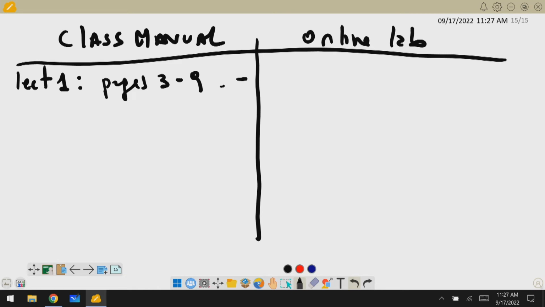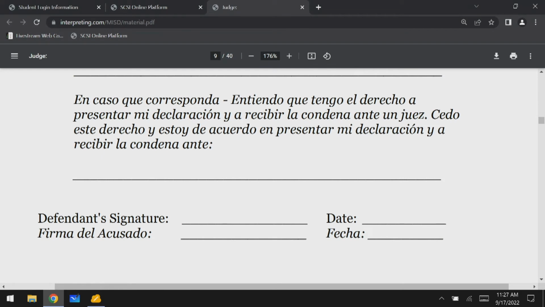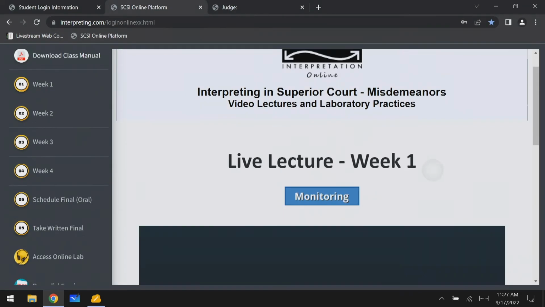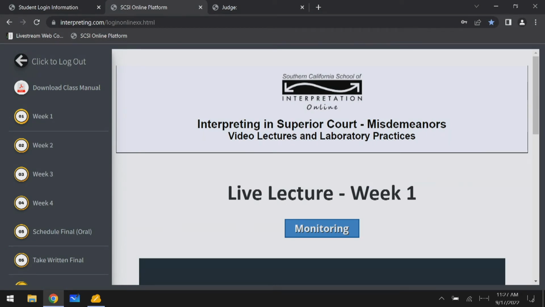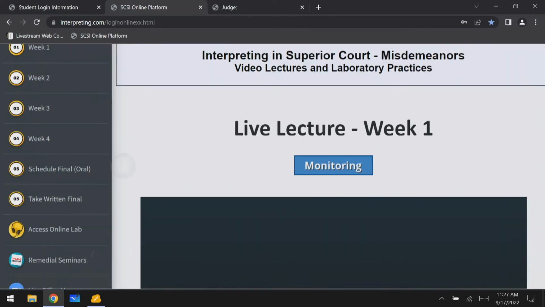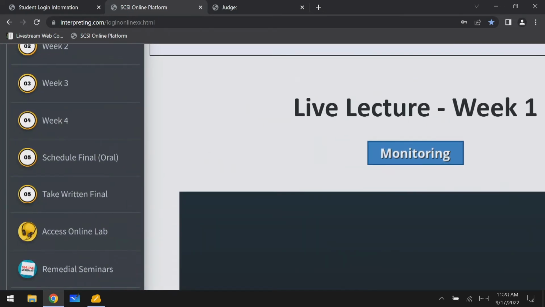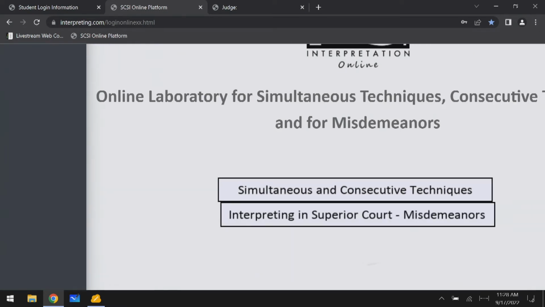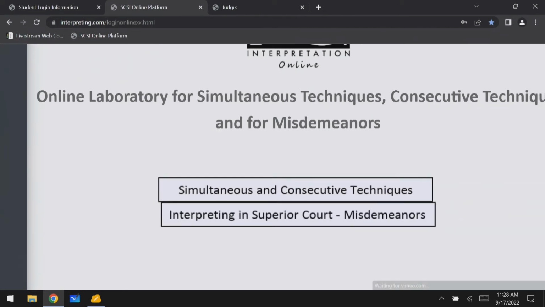But one of the main things of this class is the online lab. So let's just go to the online lab and see what we have there, okay? So that's this class. So we're going to go to the online lab. It's right here. And in the online lab, you're going to see two options. You're going to see the simultaneous and consecutive techniques. We put both of them together in case you want to go back.